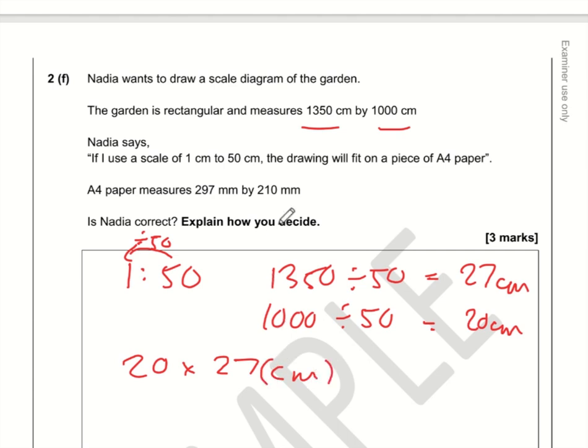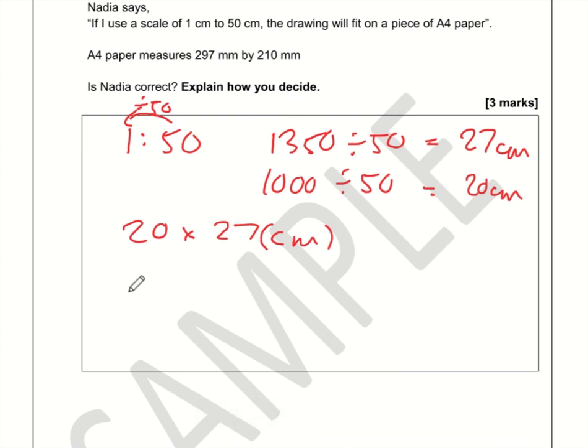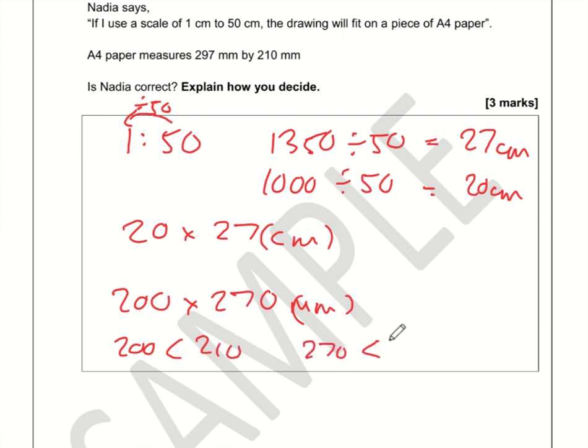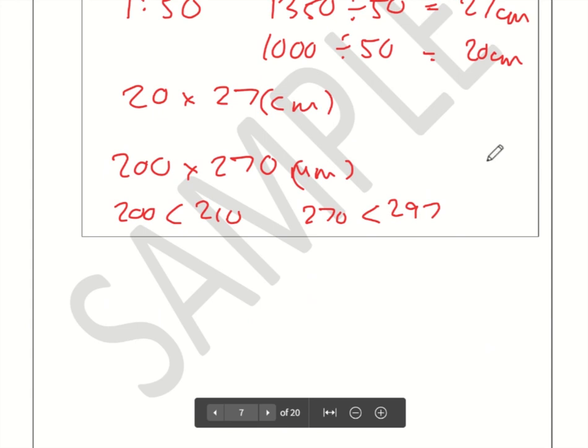But we want to turn these into millimetres. Hopefully you know that there are 10 millimetres in a centimetre, so multiply these by 10. So that would be 200 by 270 millimetres. And so 200 is less than 210, and 270 is less than 297. So yes, Nadia is correct. So just put yes.